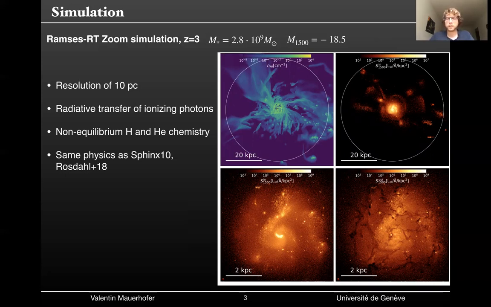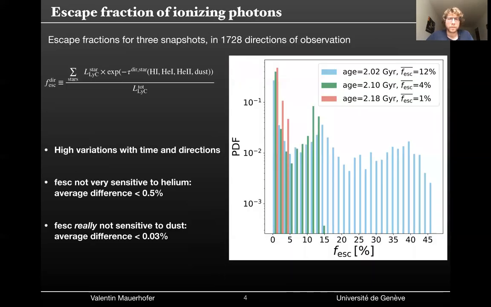Now with this galaxy, I will measure the escape fraction in many directions for a few snapshots, and create mock absorption lines as seen from the same directions and try to find correlations between the two. We'll begin by presenting the results on the escape fractions. I selected 3 snapshots around redshift 3.